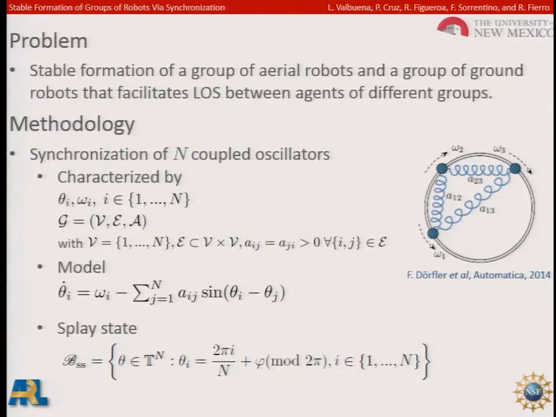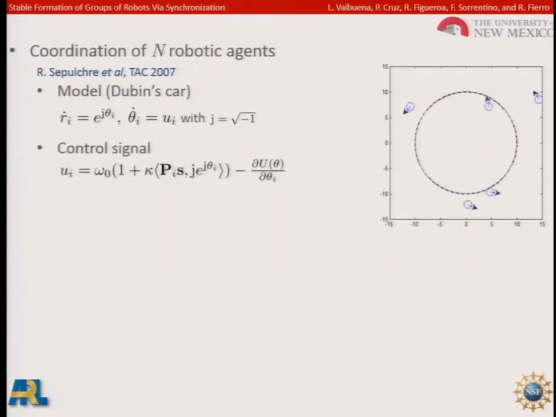A common model for the N oscillator is given here, and we are in particular interested in a solution to this problem that is called a splay state. Essentially, this is saying that the agents can achieve a circular formation in such a way that the phases are equally distant around the unit circle.